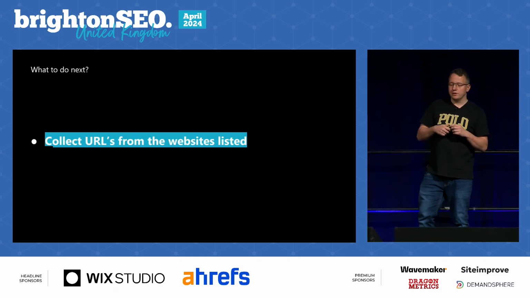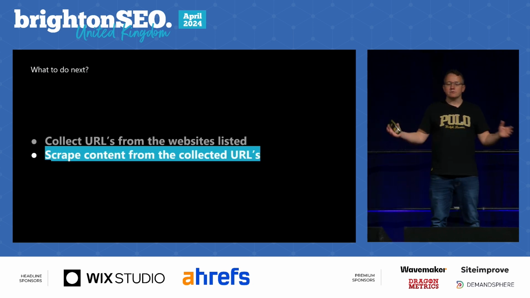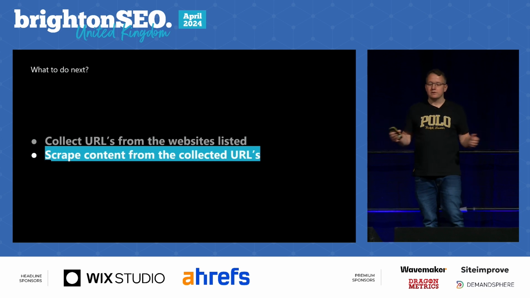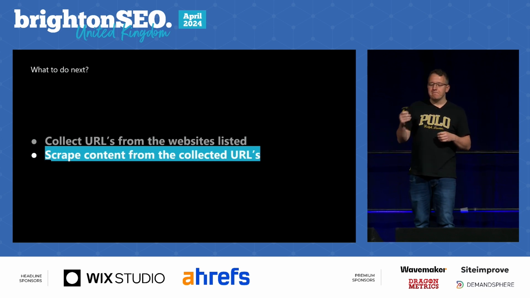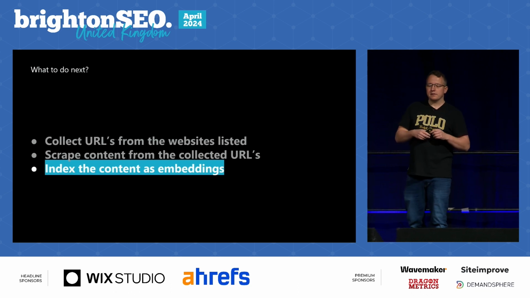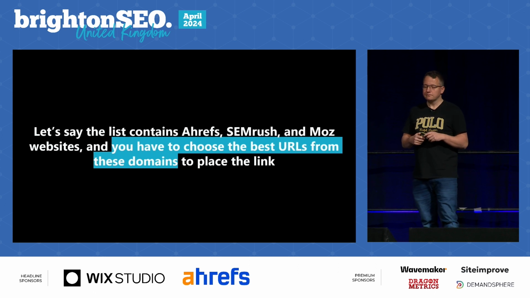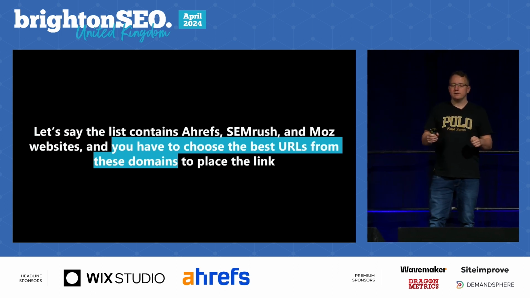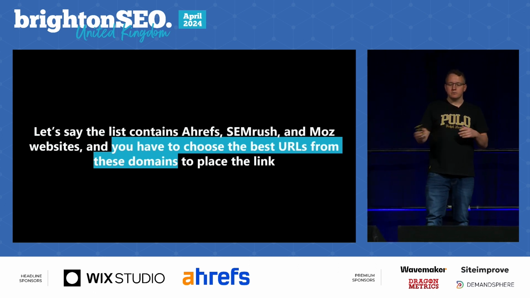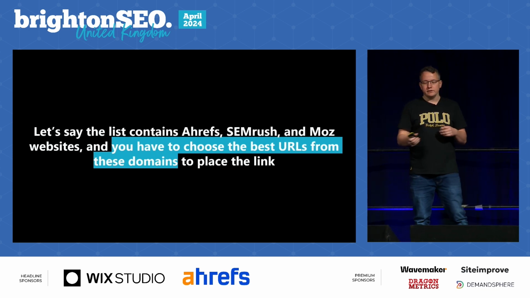So what do you need to do next? You have to collect the URLs from the websites listed. You have to scrape the content somehow. I believe most of you know how to do that. And index the content as embeddings, the same way as I showed you in the first idea. And let's say that the list contains Ahrefs, SEMrush, and most websites, and you have to choose the best URLs from those domains to place your links.